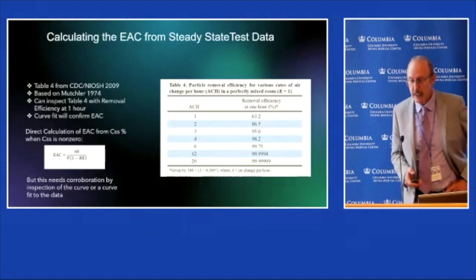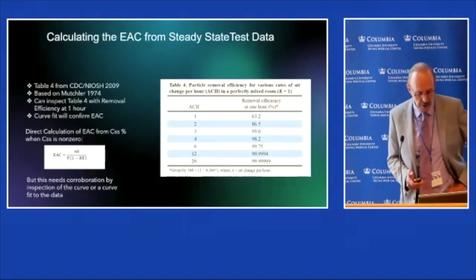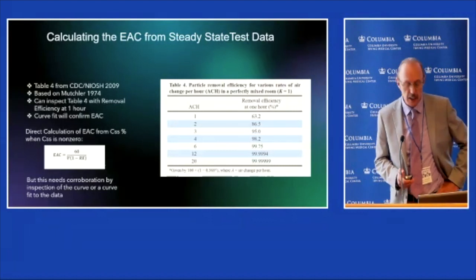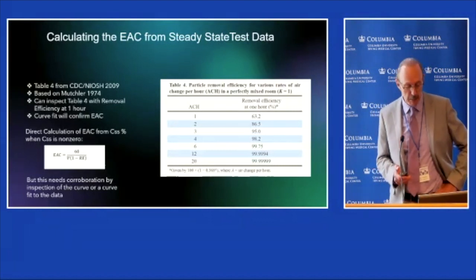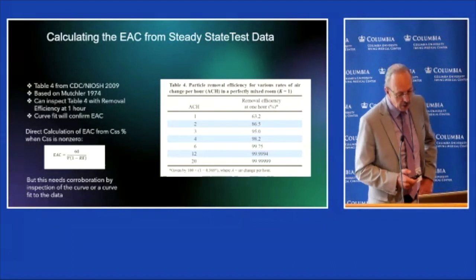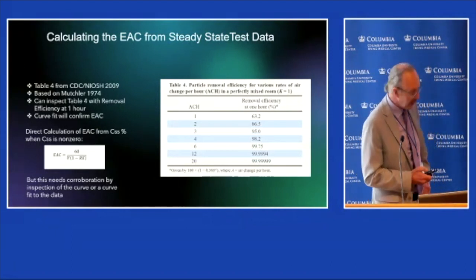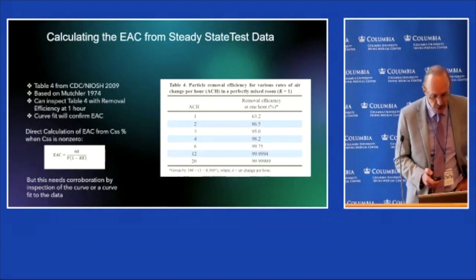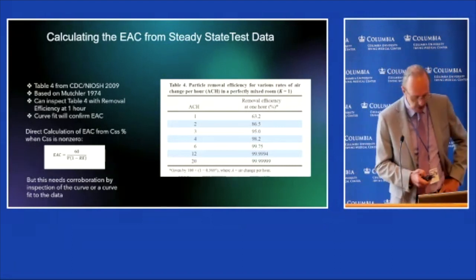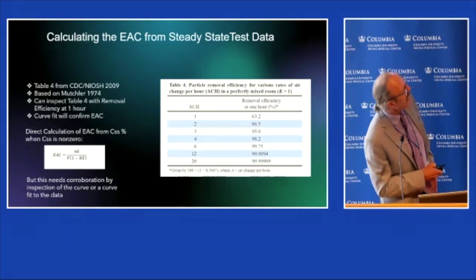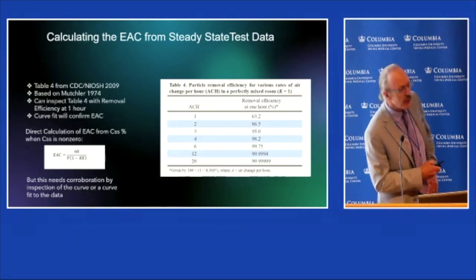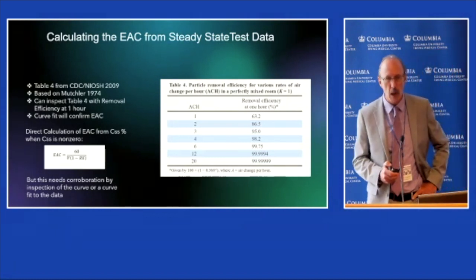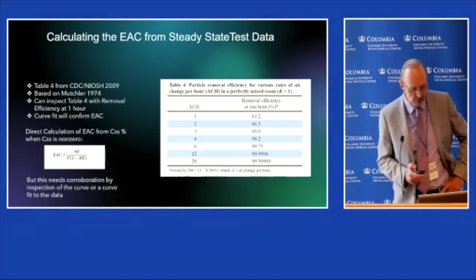Now, if we have steady state test data, it's a fairly direct computation to get the EAC, as long as we do have 3 data points. This is a chart produced by CDC and NIOSH about 2009. And this gives us our ACH in terms of removal efficiency at 1 hour. That's 1 time point that we can use to corroborate our equivalent air change value.